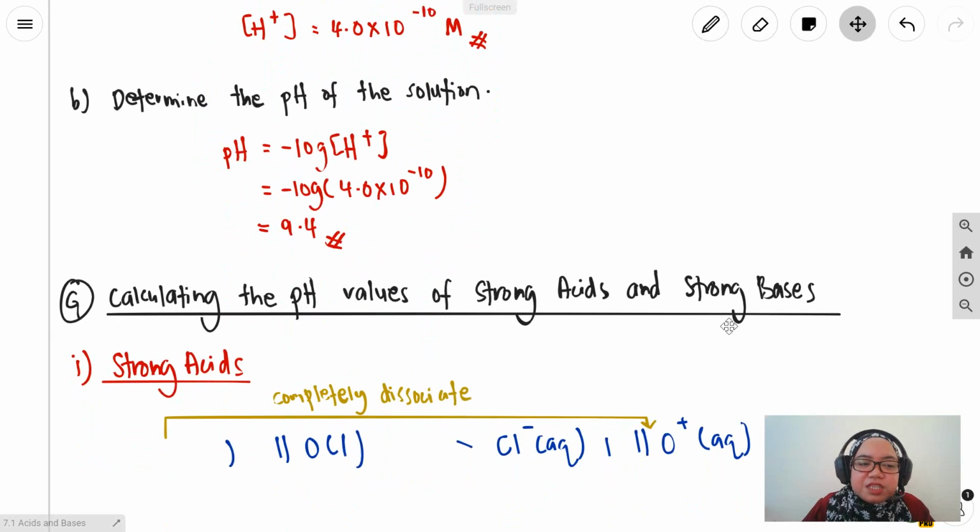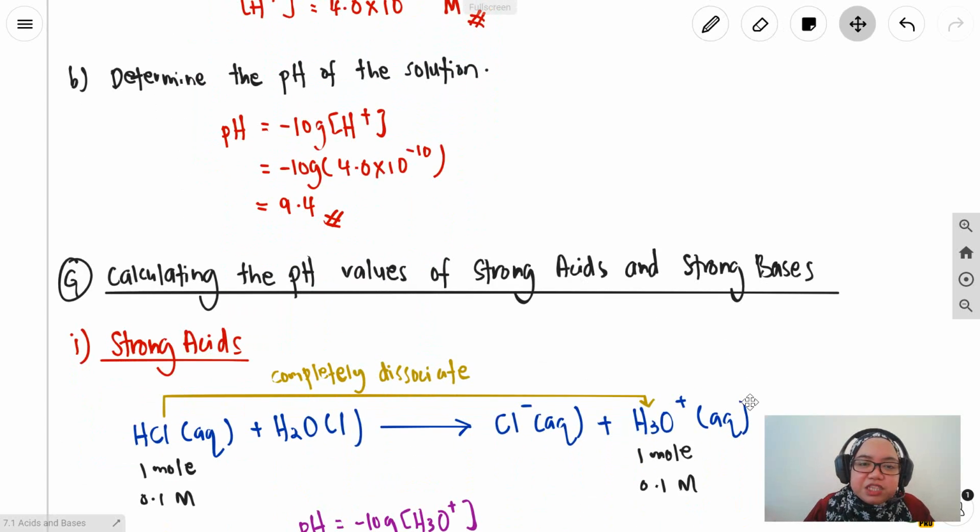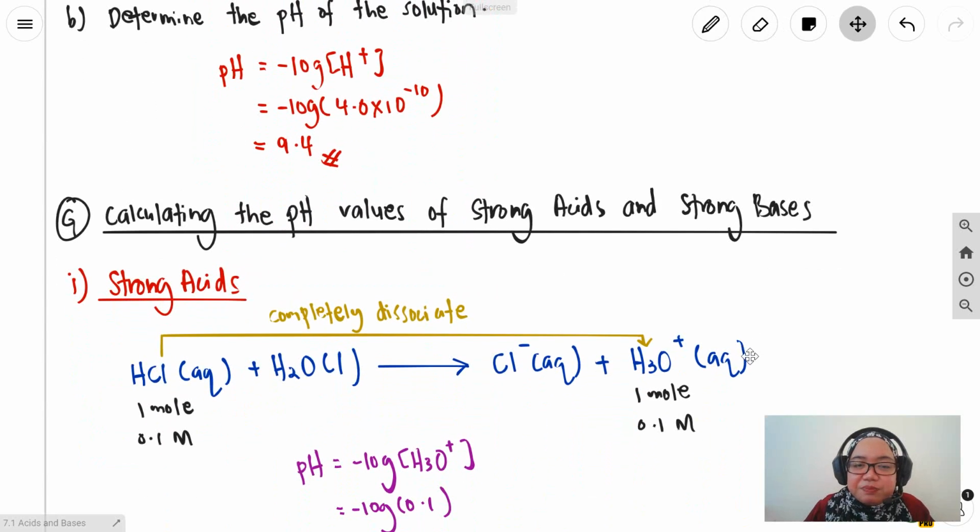Now, we are going to look at the next part of this chapter, which is calculating the pH values of strong acids and strong bases. So just now we have learned about the definition of strong acid and strong base. A strong acid is a substance that can completely ionize to form H plus or H3O plus ion. And a strong base is a substance that can completely ionize to form OH minus ion. Which means they're completely ionized.